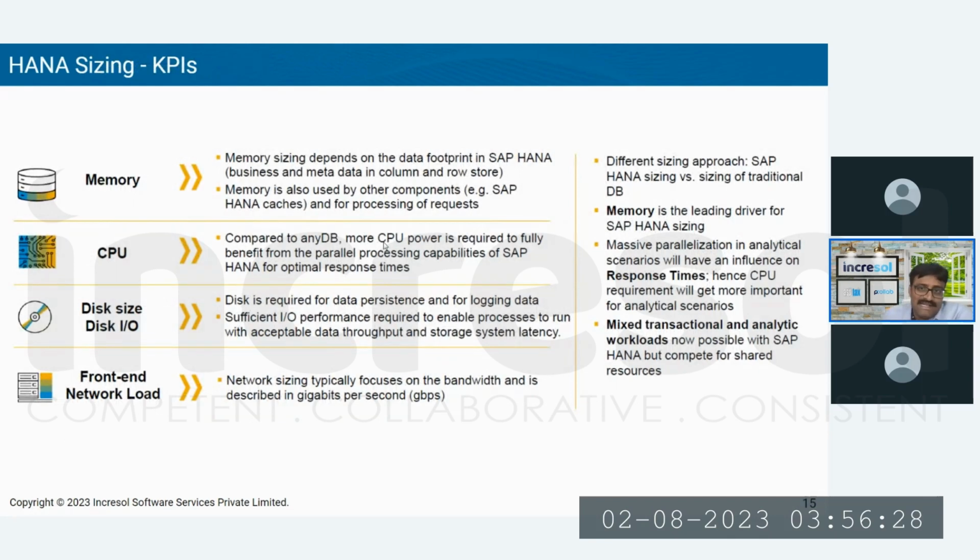Coming to HANA sizing, what are the different KPIs we need to consider when we are doing the sizing? As we discussed, these are the typical parameters like memory, CPU, disk size, disk IO, front-end network load, etc. These are common for many other systems as well. But HANA is a bit different compared to other databases because it's an in-memory database. Considering memory is the key criterion here, we need to consider memory as the first parameter to be assessed. Based on the memory, all the remaining parameters will fall into place.